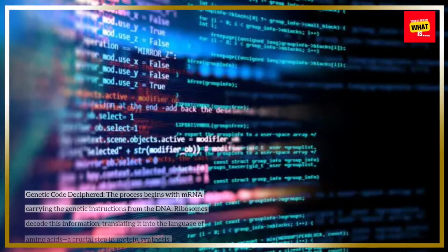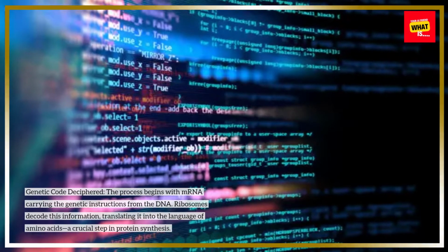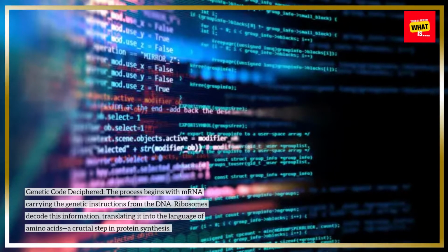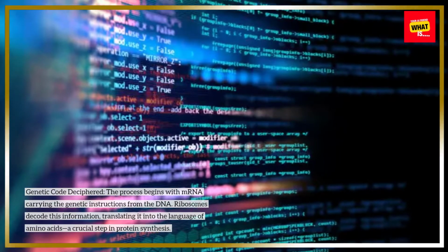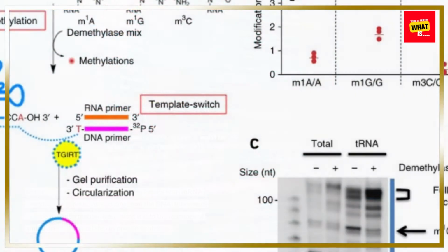Genetic code deciphered. The process begins with mRNA carrying the genetic instructions from the DNA. Ribosomes decode this information, translating it into the language of amino acids, a crucial step in protein synthesis.